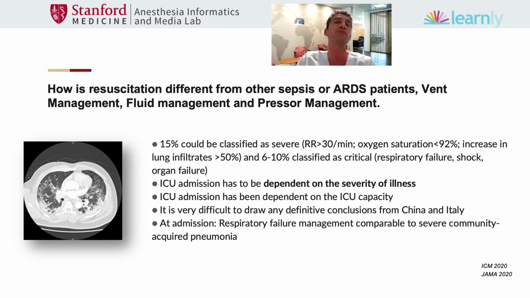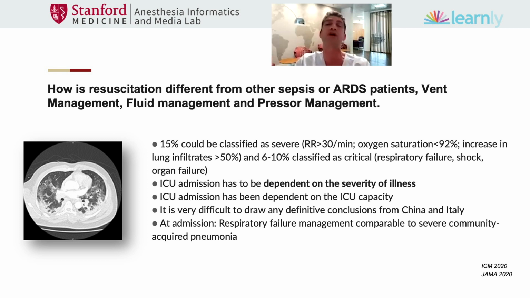So around 15% of patients with COVID will be classified as severe patients, which means a respiratory rate above 30 per minute and a need for oxygen supplementation. And then among these patients, maybe 10% will be classified as critical, and both severe and critical patients will need ICU admission. So the main point is that ICU admission has to depend on the severity of illness and not on the ICU capacity.